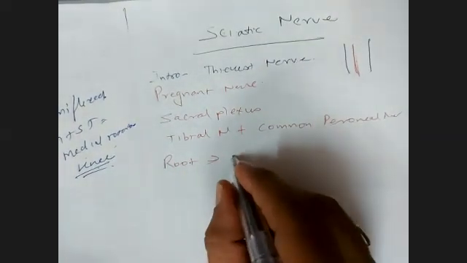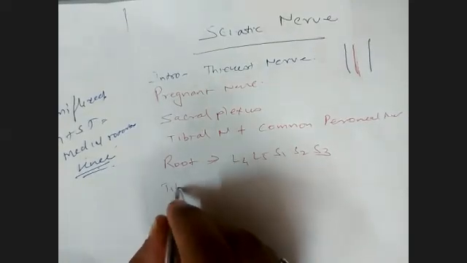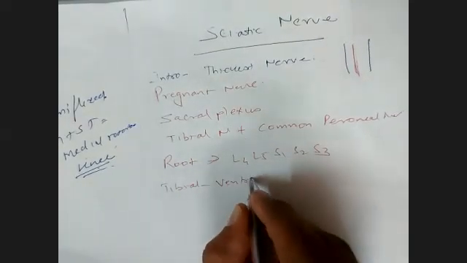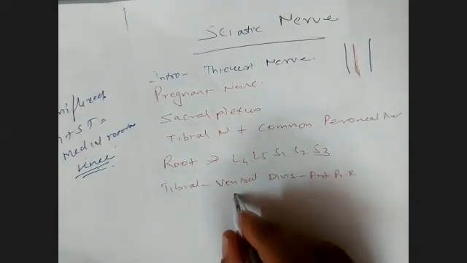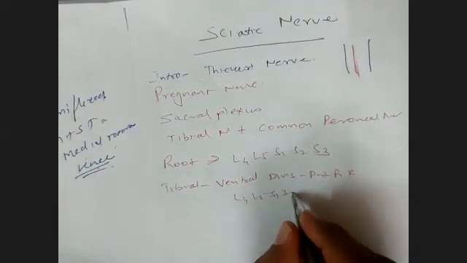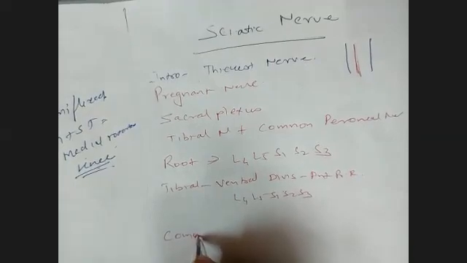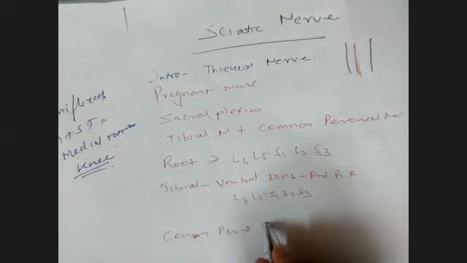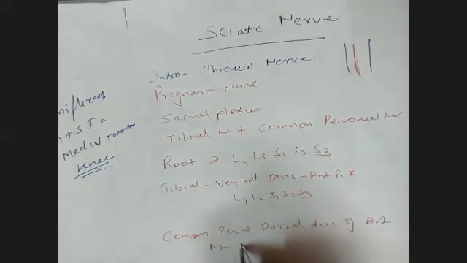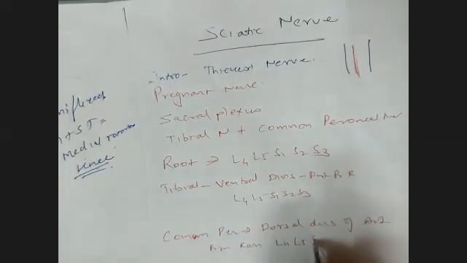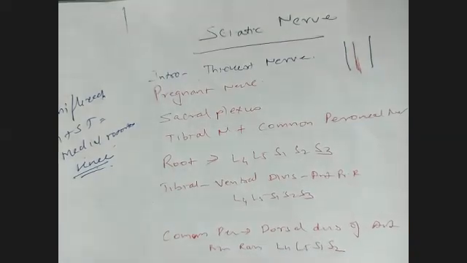Now, whenever the root value is asked, students very easily say that L4, L5, S1, S2, S3. No, it is not like this. For tibial nerve, it is the ventral divisions of the anterior primary rami of L4, L5, S1, S2, S3, ventral division, because tibial part supplies the flexors. And the common peroneal part, the root value is dorsal divisions of anterior primary rami of L4, L5, S1, and S2. Okay. So that's about the introduction of this nerve.